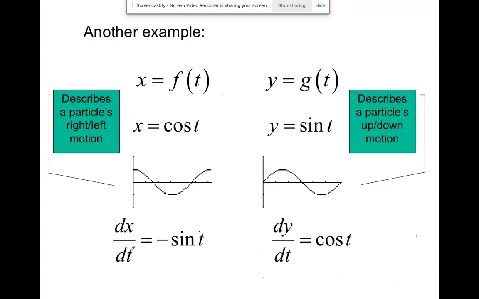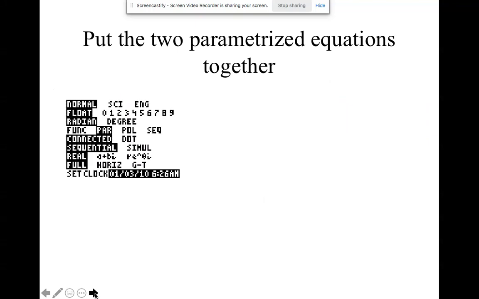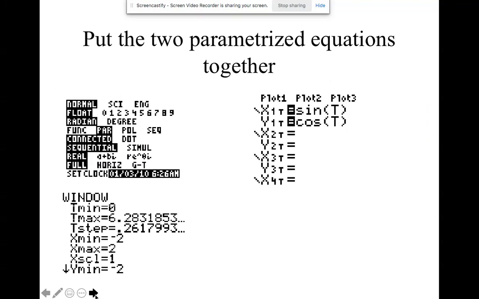The derivative of x with respect to t, the derivative of y with respect to t. Put the two parametrized curves together, as I told you, and you're going to get the graph. This time I did change the t, so it matched my picture there. T is equal to 0. Instead of negative 2 pi, I said 0 to 2 pi. This is just pi over 12.